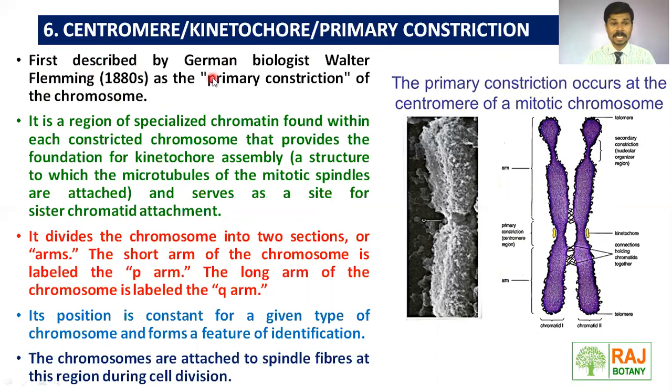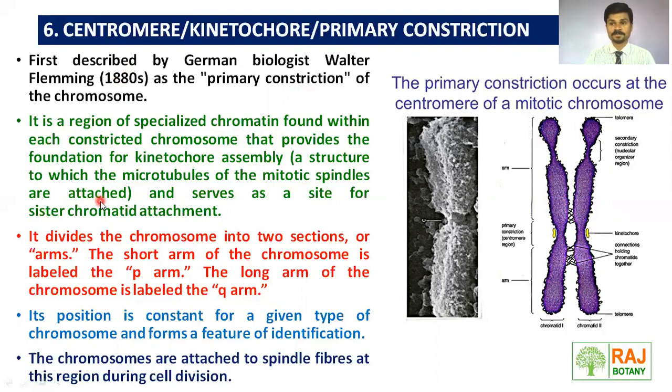This was first described by the German biologist Walter Fleming in the 1880s as the primary constriction present on the chromosomes. The centromere is a specialized region present on the chromatin within each constituted chromosome that provides the foundation for kinetochore assembly. What does kinetochore mean? It is a structure to which the microtubules of the mitotic spindle are attached.